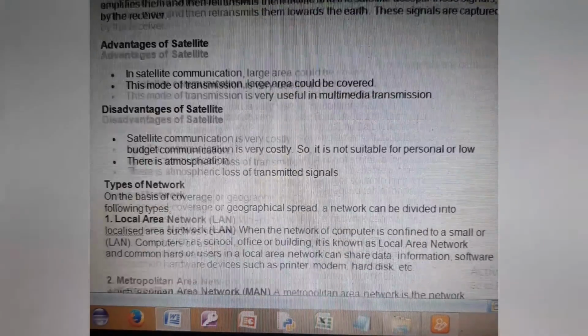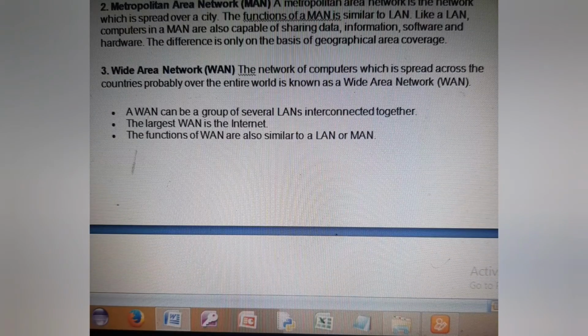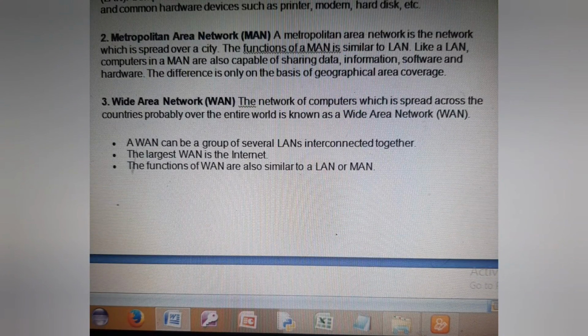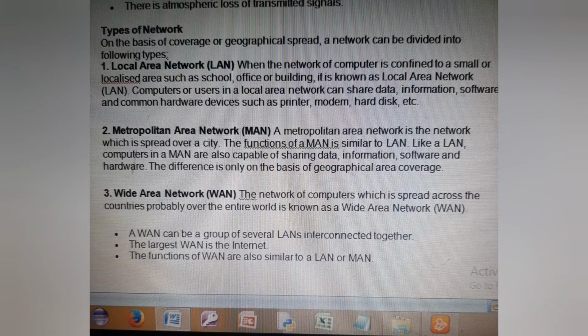Now comes types of networks. The types of networks that we are seeing here are local area network, which is also known as LAN. Full forms can also come in your question, so keep on noting down the full forms also. LAN, as we know, is when the network of computers is confined to a small or localized area, like in a school, office or a building. And the computers can share data, obviously. Software and hardware devices can also communicate with each other, like printer, modem, they can be shared.